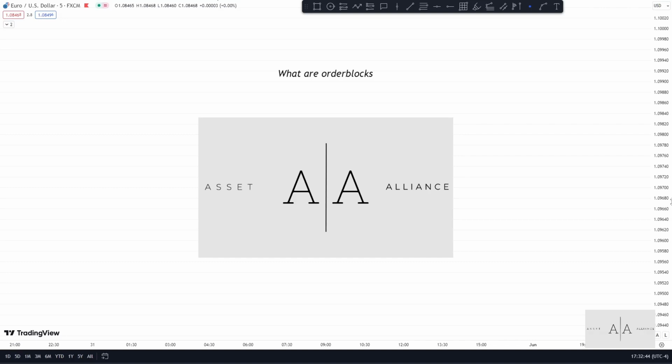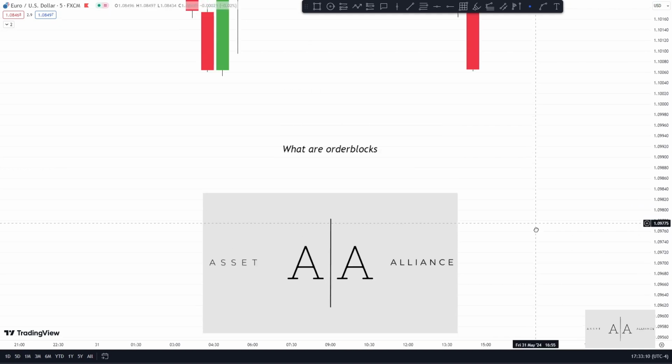Hello everyone, today we will be talking about order blocks. What are they, how to use them, how to implement them into your strategy, and also I have my own strategy, which is a strategy that is also well known, that I will show you later in the video. Right now, let's talk about what an order block is, okay?